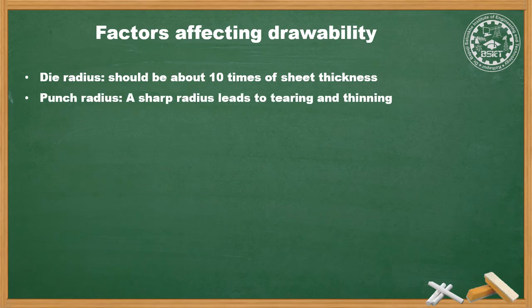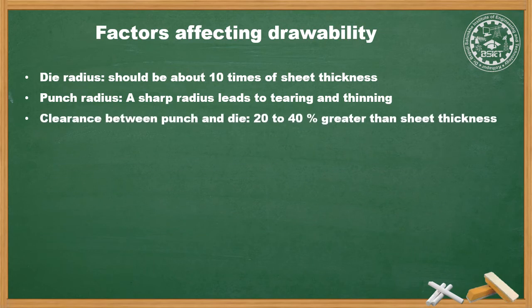Second, punch radius. A sharp radius can lead to tearing and thinning of the sheet or fracturing of the sheet, so it should be avoided. Third, clearance between punch and die should be greater than the sheet thickness by about 20 to 40%.